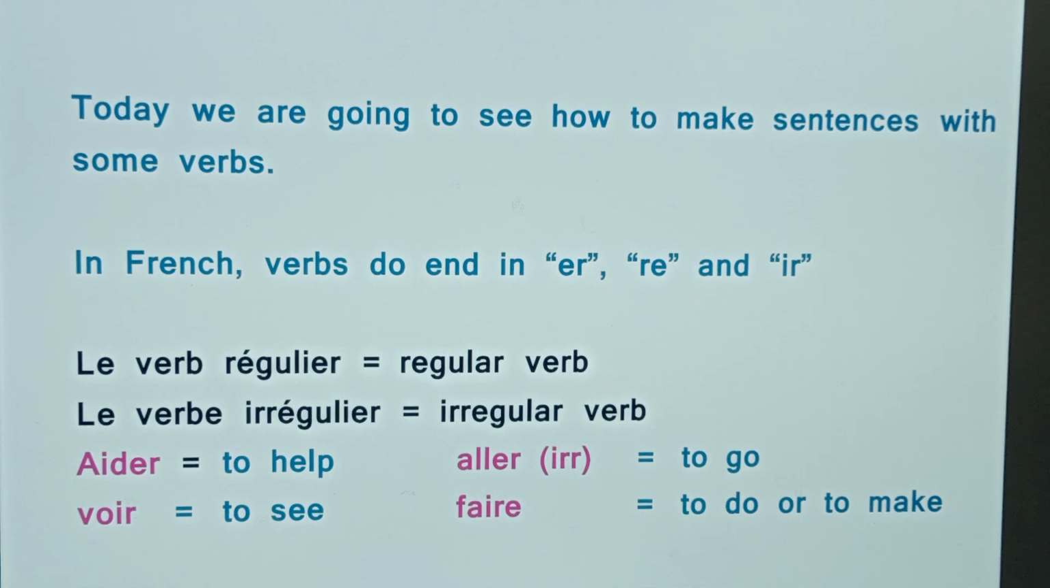It's okay. Okay, so aider. You're not pronouncing the R. Aider, and then aller. Voir, yes, you have to pronounce the R, but not so strong. Voir. Faire, yes, you have to do that. So these are some examples of verbs ending in er, and then the re one, which is faire, and then ir verbs. I've given you some examples, but we're not going to do all the verbs today. We are going to slowly look at them in the coming videos.